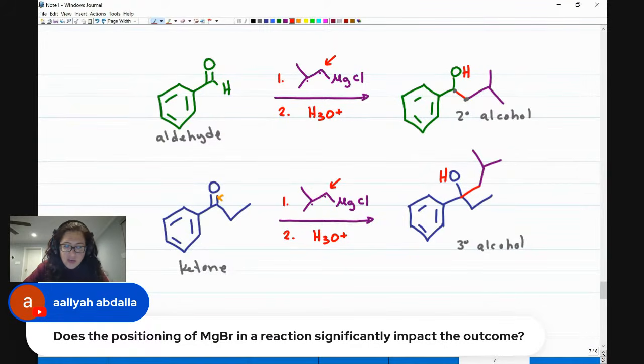Does the positioning of MgBr in a reaction significantly impact the outcome? I'm not sure I understand your question about the positioning of the MgCl. It's really a matter of wherever the MgCl is attached, that is the reactive carbon, and it simply determines what the chain looks like, meaning where the branches and carbons and bonds are coming from.